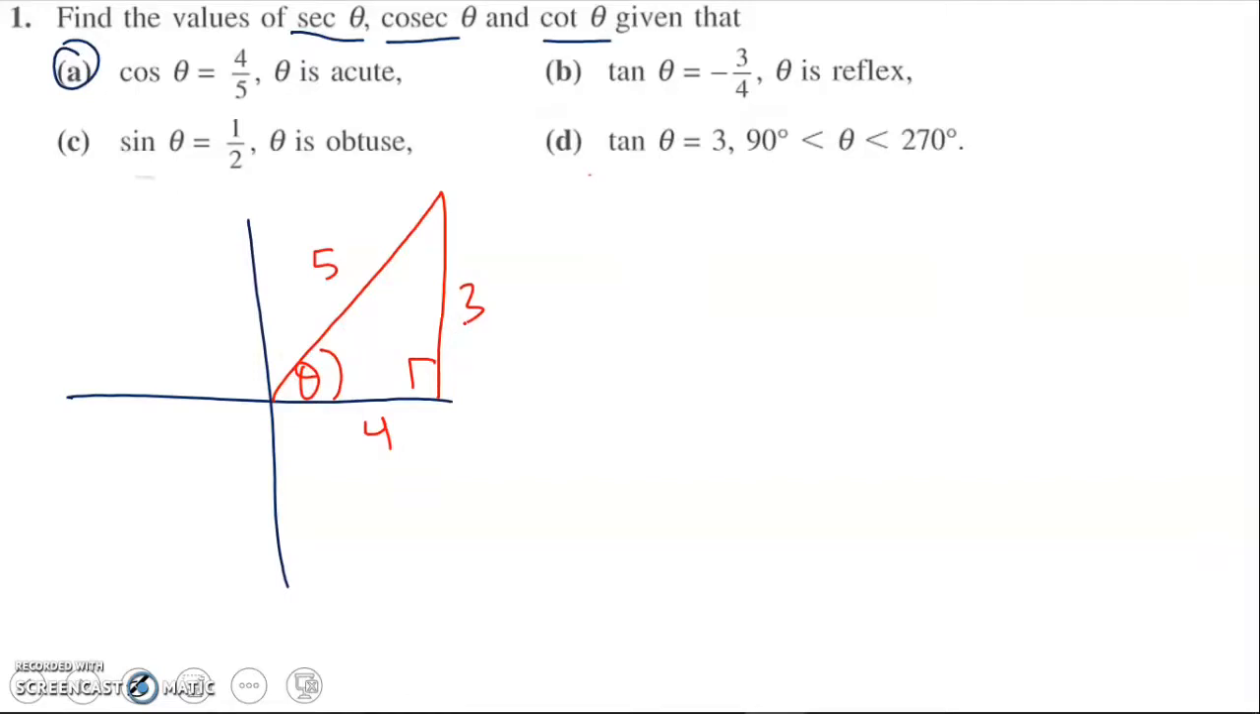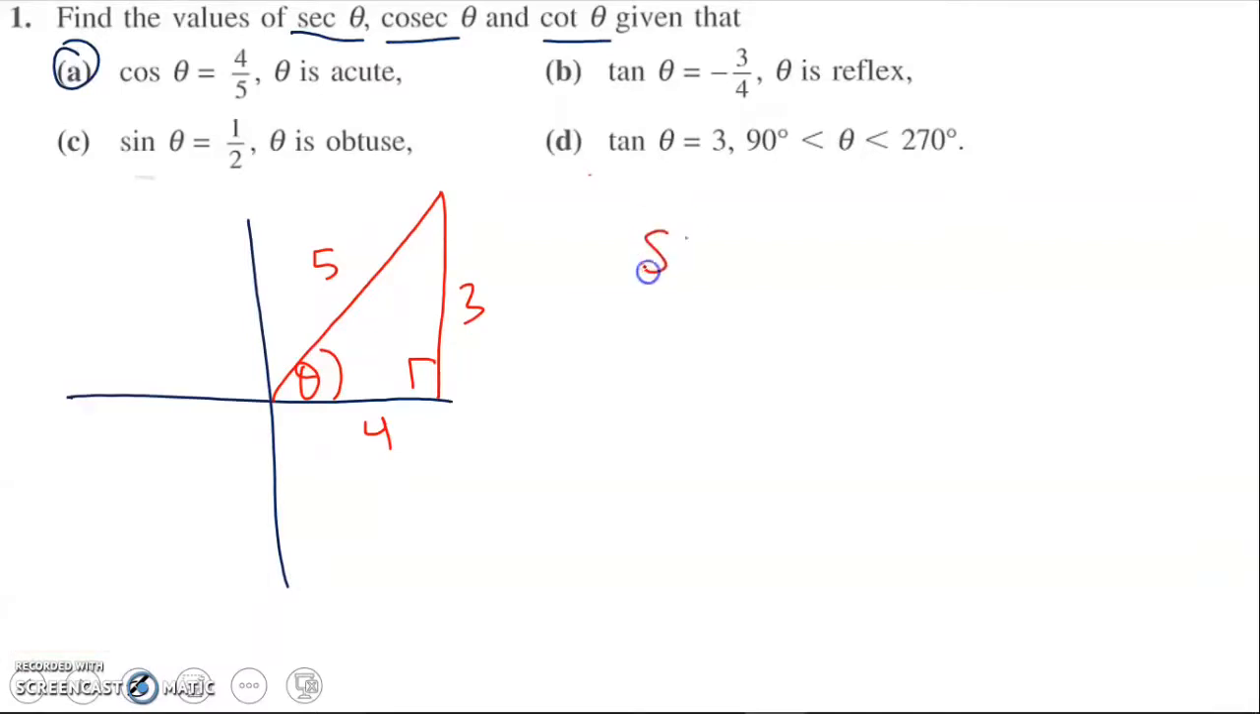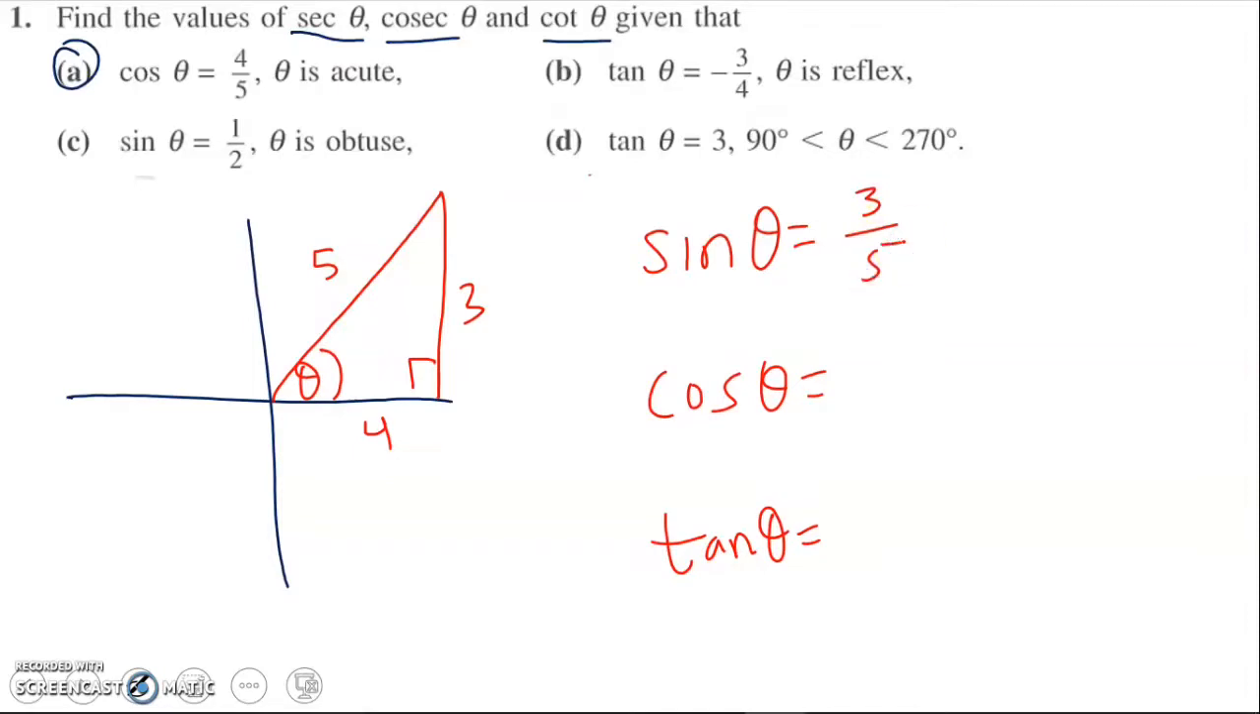So what I recommend you doing is go ahead and define what sine is, define what cosine is, and define what tangent is. Because once we have these, we can find our 3 other trigonometric ratios. So sine is opposite over hypotenuse, which ends up being 3 over 5. Cosine we already have, that was 4 over 5. And tangent, that is opposite over adjacent, which is 3 over 4.